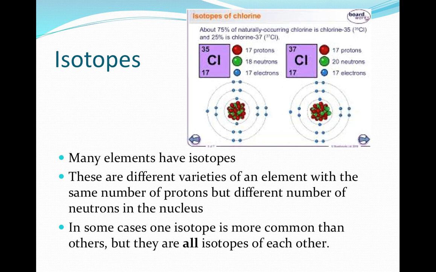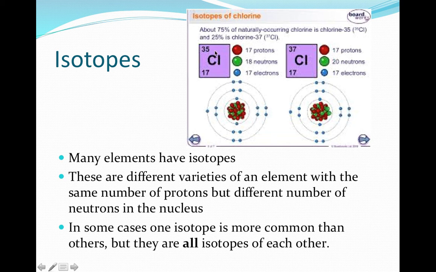So many elements have 2 different varieties of them. These varieties have got the same number of protons as each other, and therefore if it's a neutral atom, the same number of electrons, but they've got different numbers of neutrons.